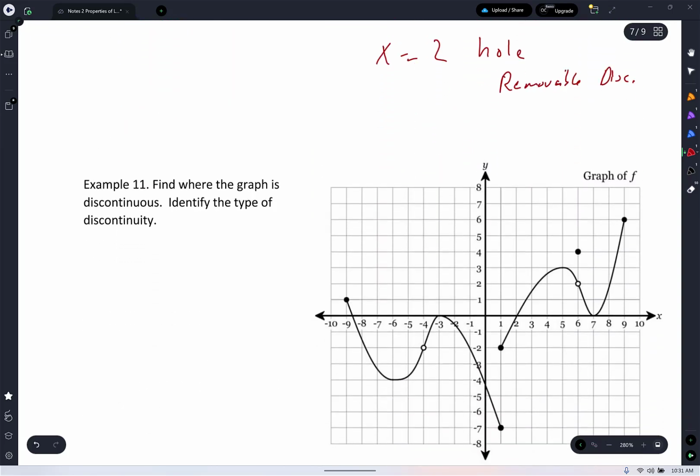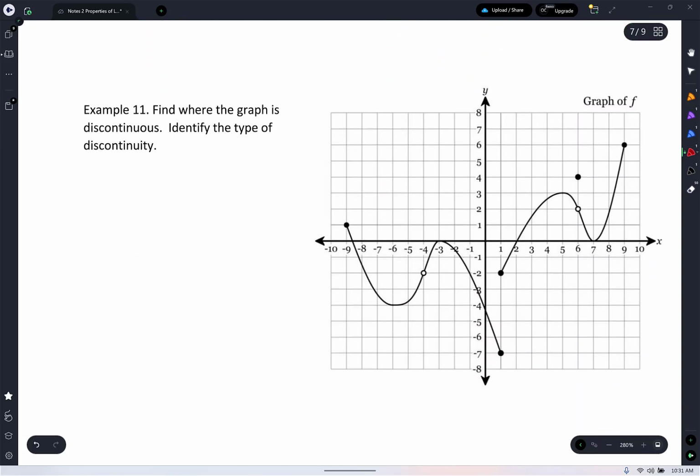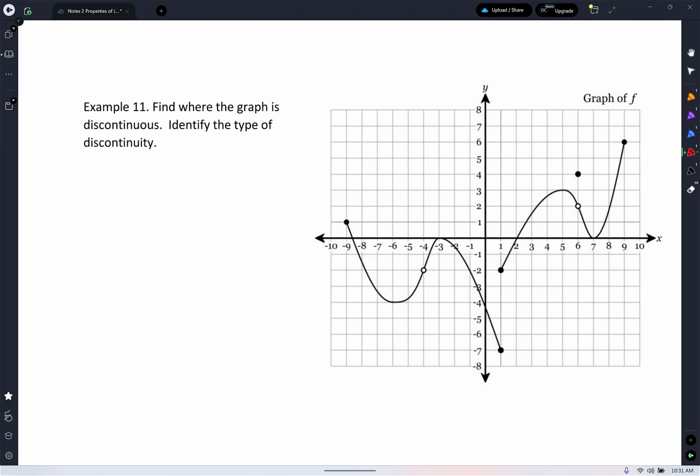So here's an example of the delta. We stole this example from delta. Find where the graph is discontinuous. Identify the type of discontinuity. So where are my discontinuities? You read a graph left to right. Discontinuous at x equals, well, there's another one before you hit 1. -4, comma, where's the next one? 1, comma, where's the next one? There's one more. Perfect. Now we're going to identify the type. At x equals -4, what type?